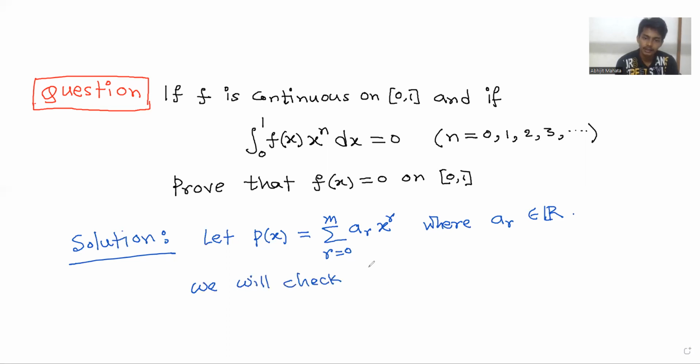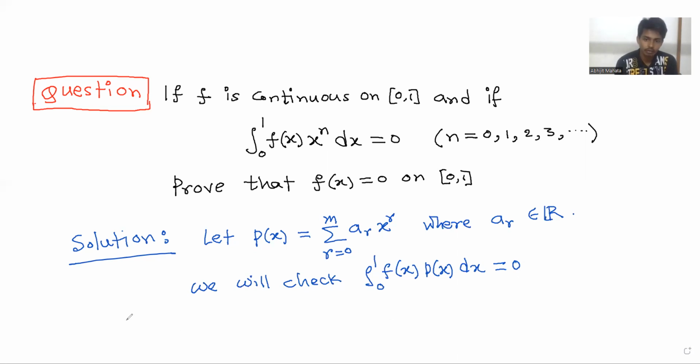We will check that the integration from 0 to 1 of f(x) p(x) dx equals 0. Why? Because the polynomials 1, x, x square, x cube are the basis for all polynomials, and the integration is linear under addition. So that's why this is 0. But we will prove it mathematically. So how to do it?